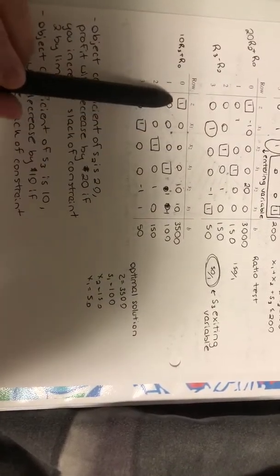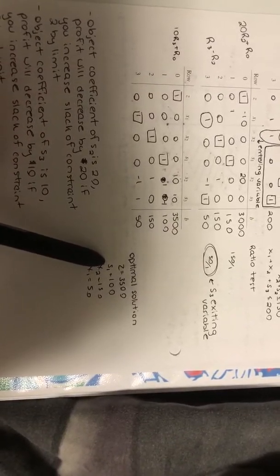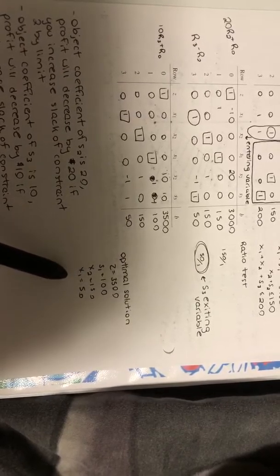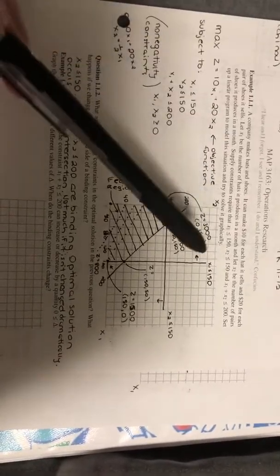According to this, our optimal solution is 3500, given from the first row. S1 would be 100, which is our slack variable. X2 would be 150, and X1 would be 50. Now if we refer back to the first problem where we solved it graphically, you'll see that is the answer that we got.